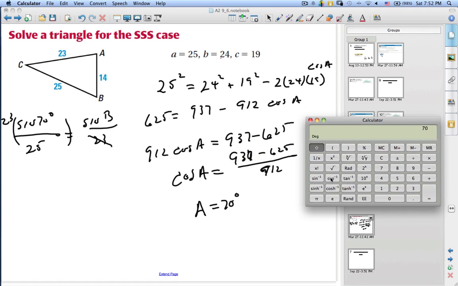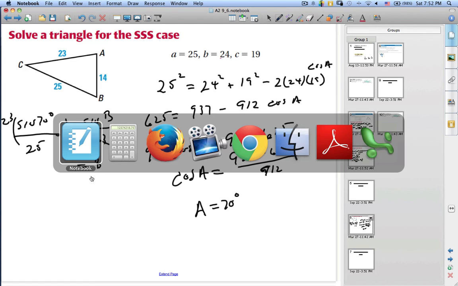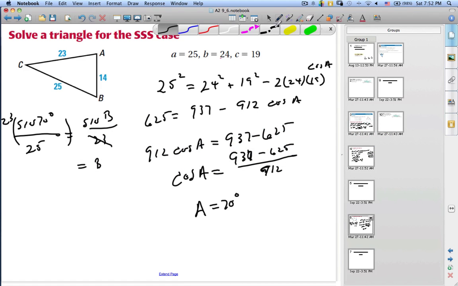So I have the sine of 70 degrees divided by 25 times 23 equals 0.86, and this is the sine of angle B. So now I do the inverse sine function, and I get 59.83 degrees. So I know that B is equal to 59.83 degrees.